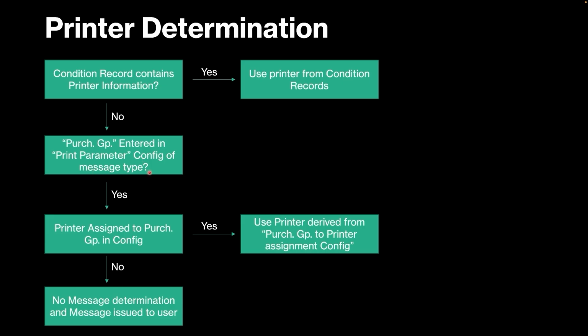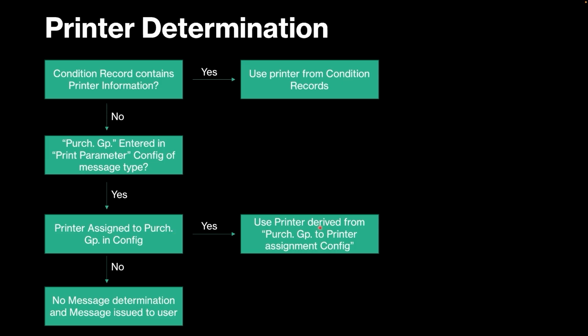of the message type. In this configuration, you have a field called print parameter where you will maintain a parameter which will tell the system that this printer determination has to happen through the purchase group route. That is, the printer determination has to happen through the purchase group which is entered in your purchasing document. And once you have done this config, then you have to do another config where you have to assign the printer to your purchase group. This purchase group will basically be in the header of your purchasing document.